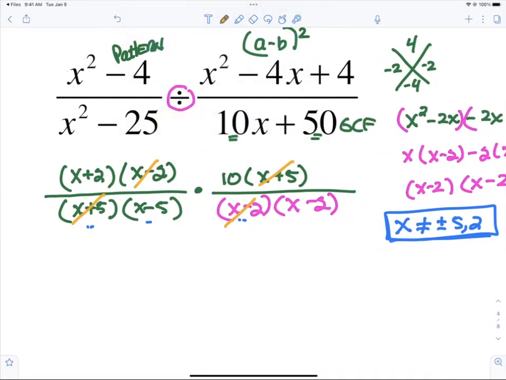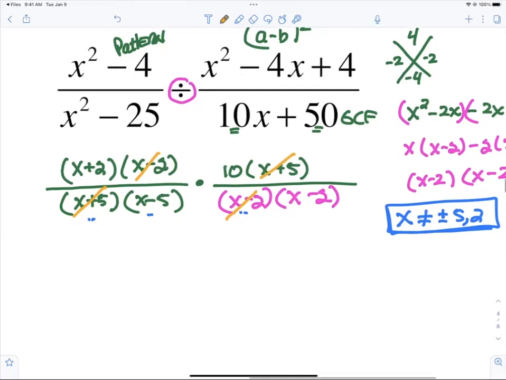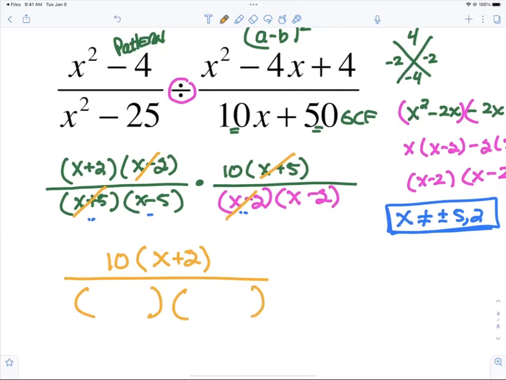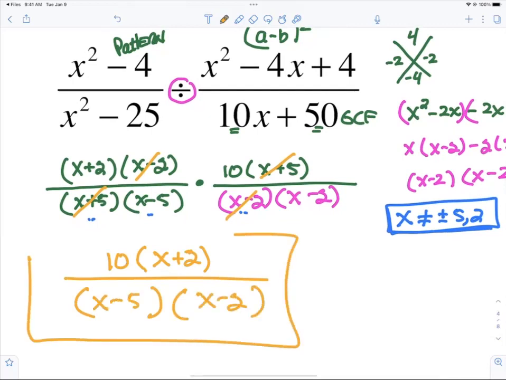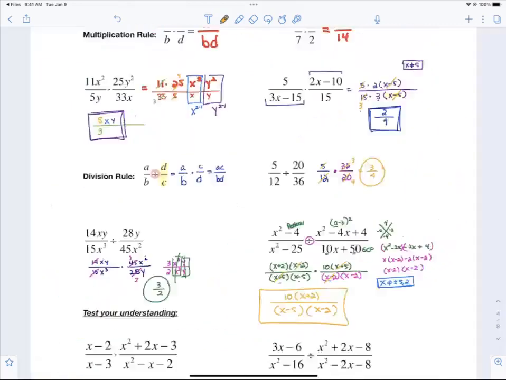They don't have to be from the same fraction, but they do have to be on opposite sides of the fraction bar. Then anything that remains, just bring that together and create your simplified expression. You can leave it in factored form, or you can multiply it out. It doesn't matter, both are correct.